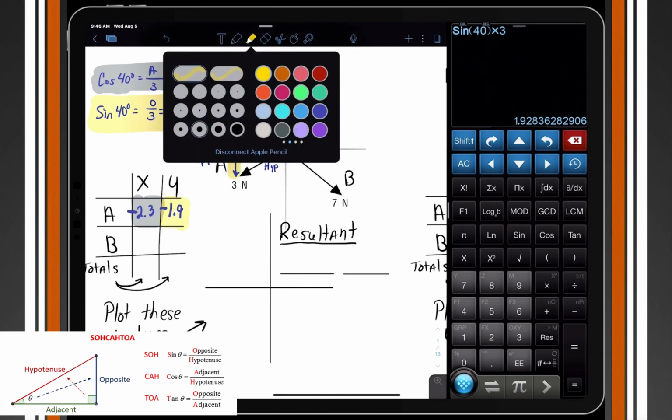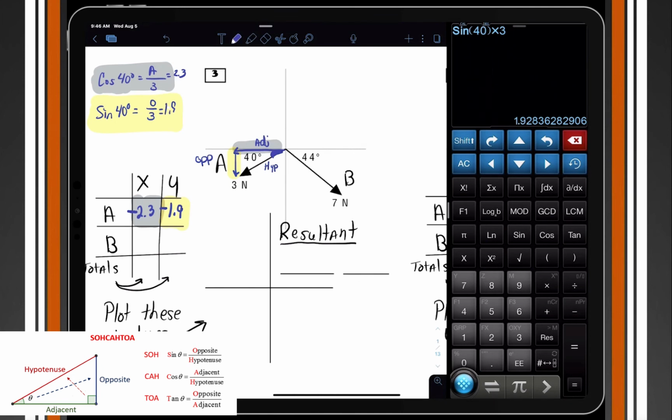We go to the right-hand side now. The right-hand side, we need to figure out the x value for b and the y value for b. The x value for b, after we label this, adjacent, opposite, hypotenuse, we need to use the cosine of 44 degrees equals adjacent divided by 7. All right, so we have cosine 44 times 7 equals 5. Let's just leave it at 5. We'll round it off at that.